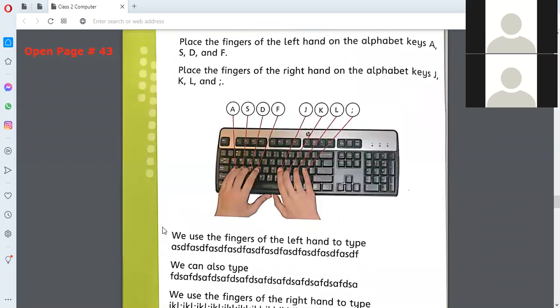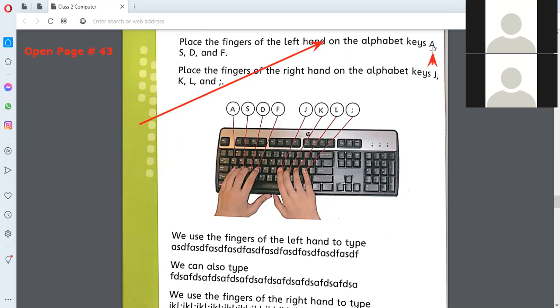On page number 44, what do we have? The first line of the page tells us we have to place the fingers of the left hand. As we know, these four students, Saud, Ayman, Adam and Ayan, told us the spelling of left and right hand. If you see the picture on page 44, we have to place our left hand on the keys. On what keys? There are four keys mentioned.